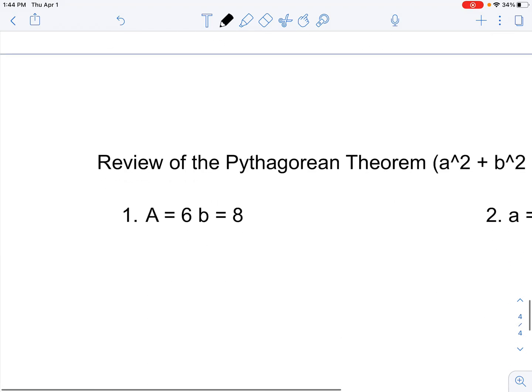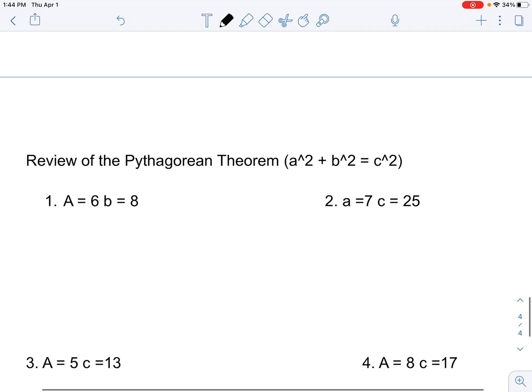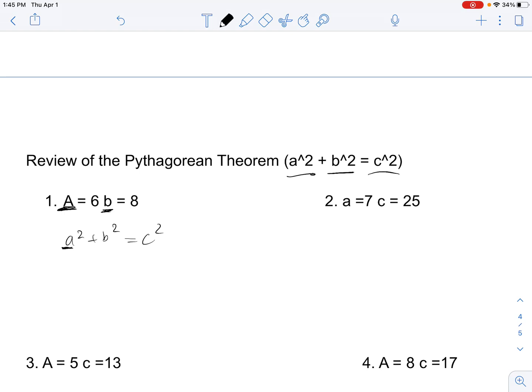Moving on. Now, review of the Pythagorean theorem. So the Pythagorean theorem is a squared plus b squared equals c squared. Now you're given the values a and b. So if we write down the Pythagorean theorem, a squared plus b squared equals c squared, and then we see that a is 6, b is 8, we just plug it in. 6 squared plus 8 squared is equal to c squared. Now, what would be the value of c?